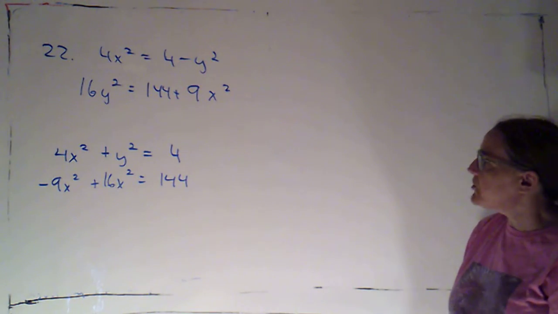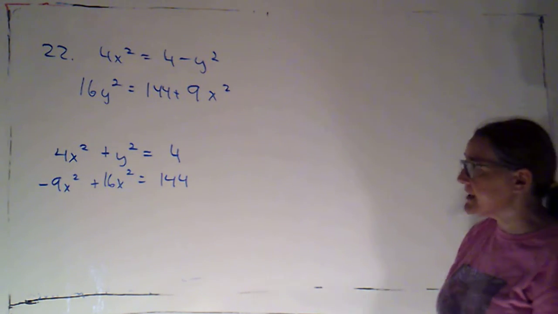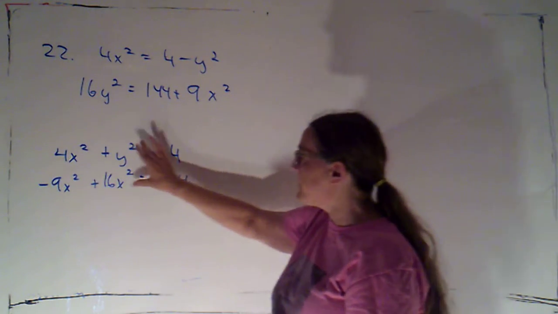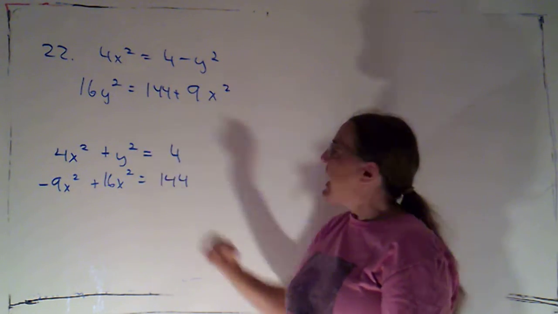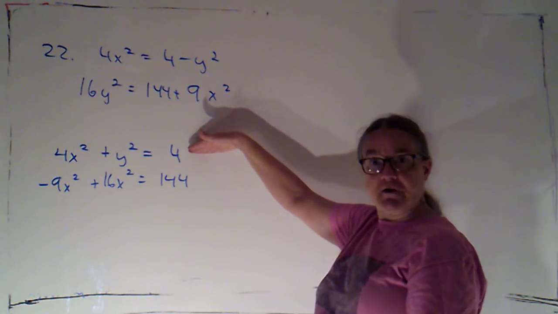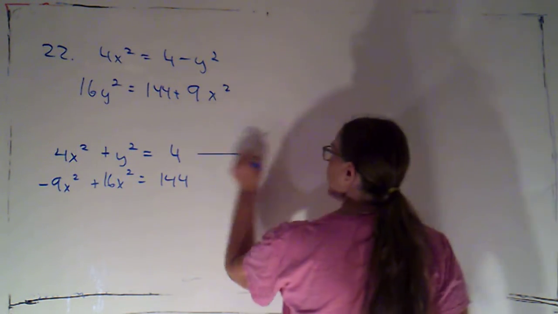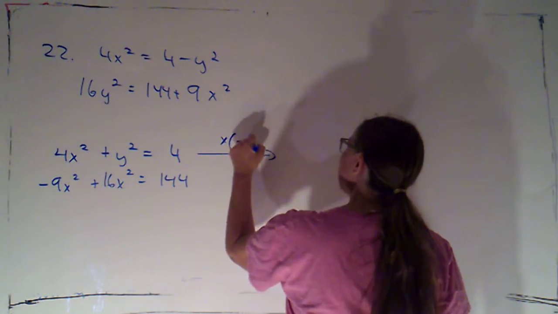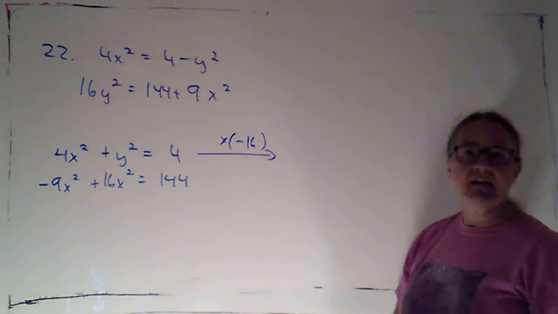Okay. So now I want to get the opposite number of x squareds or the opposite number of y squareds. I'm going to go for that because I can get that by just changing that first equation. Now to do that, I'm going to multiply through by a negative 16. It's kind of a big number.